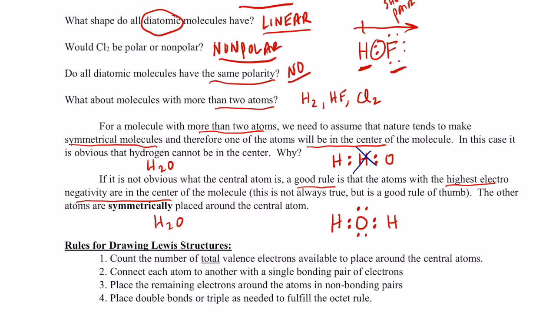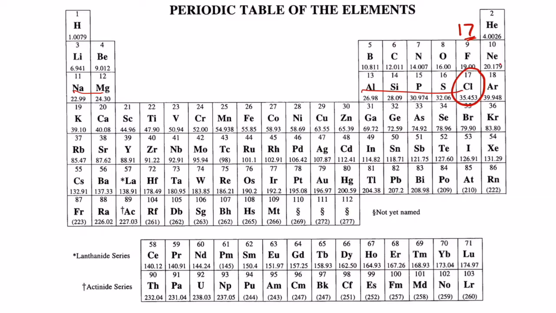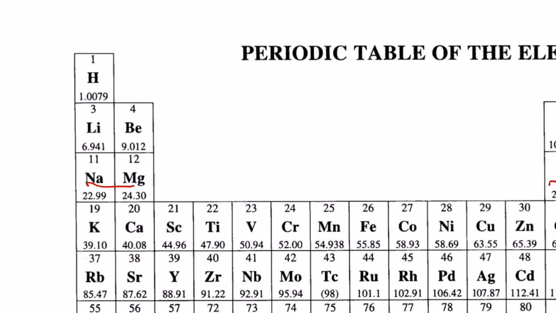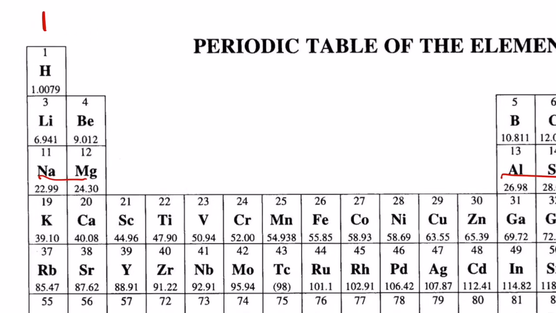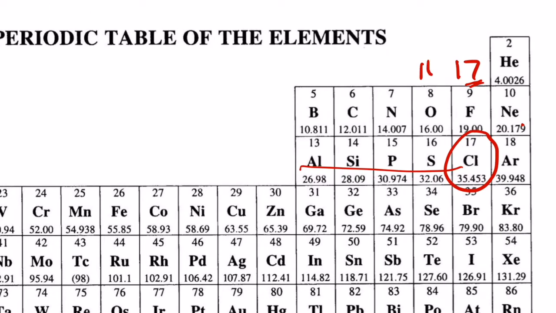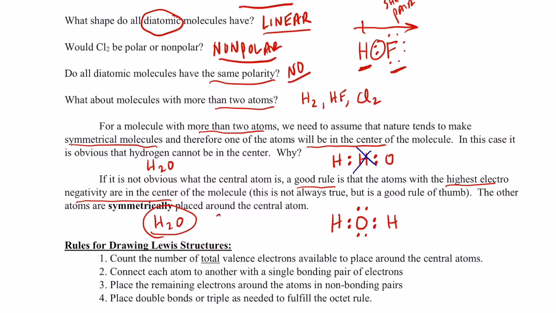How many valence electrons do I have available in the molecule H2O? Well, let's take a look at the periodic table. Hydrogen, kiddos, is in group 1. It has 1 valence electron. Oxygen is in group 16. It has 6 valence electrons. So if I have 2 hydrogens, each with 1 valence, that gives me 2 valence, and an oxygen with 6 valence, doesn't that give me 8 valence electrons to work with in my Lewis structure? And if you take a look, that's exactly what I used.